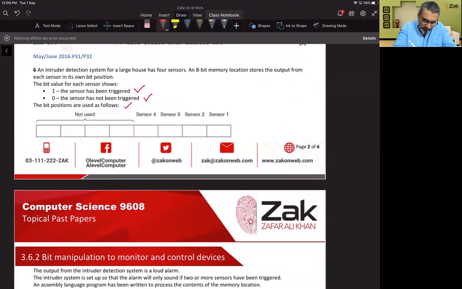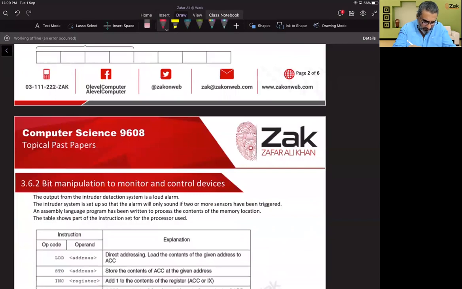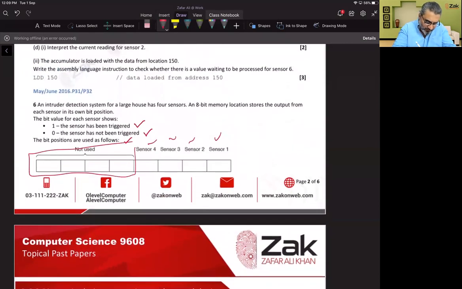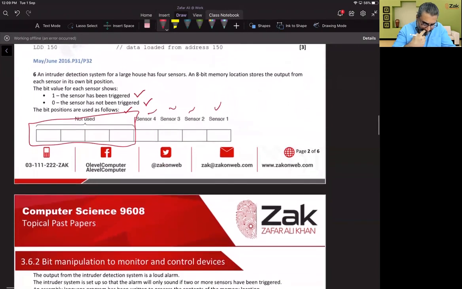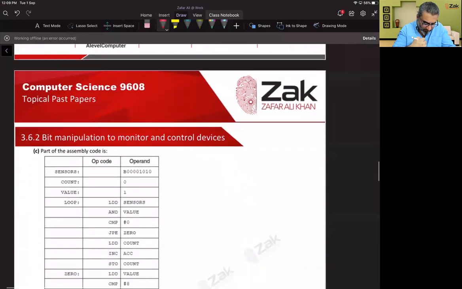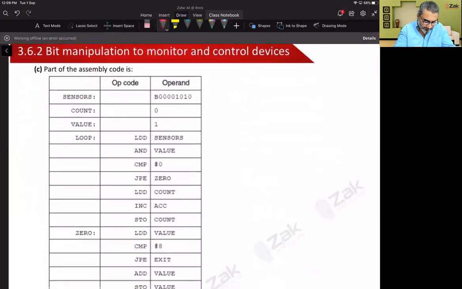So if it is sensor 1, 2, 3 or 4, and if it is not used, then it would be 0. And it means that the part of the byte over here is not used. Okay. All right. What do they want? Part of assembly language code.